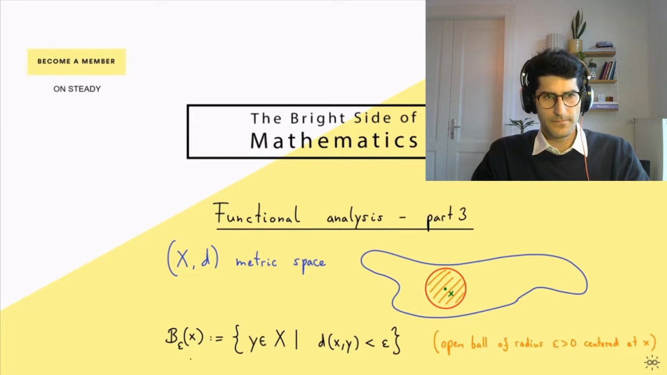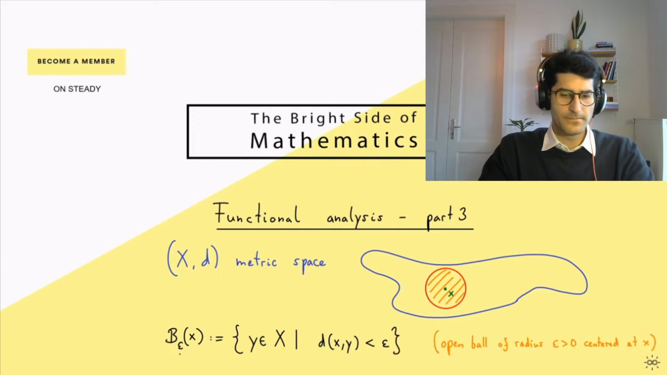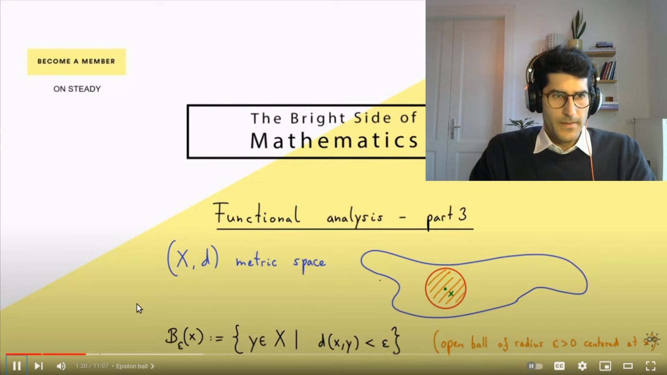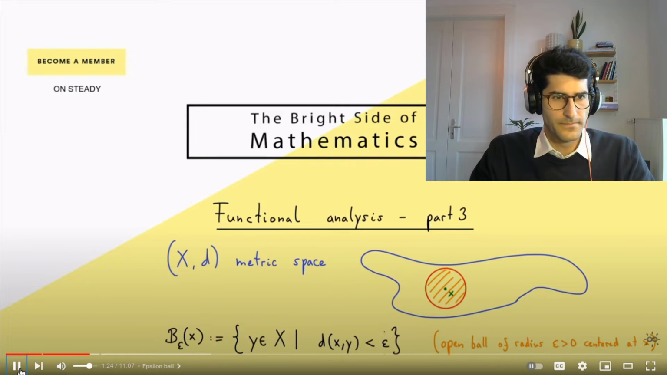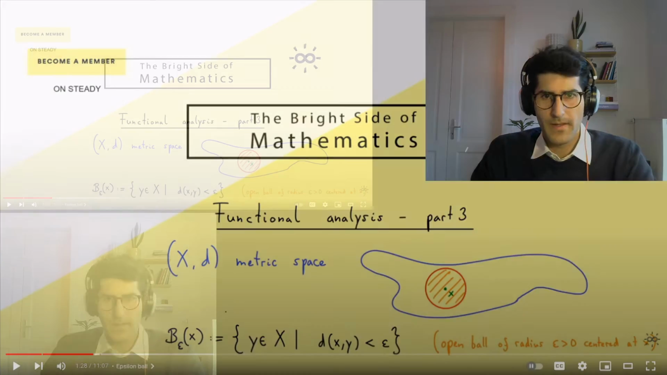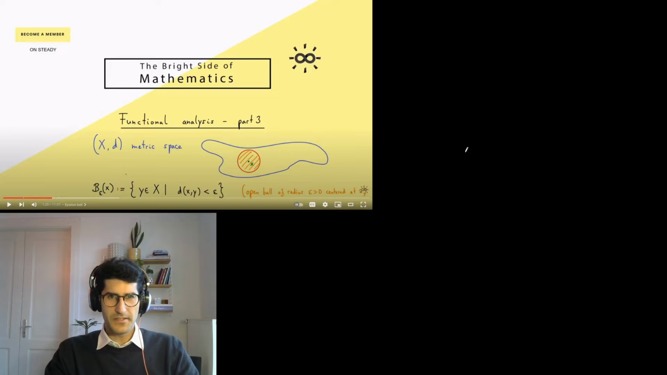Now please note that for a given positive radius epsilon and a fixed point x from the metric space, this epsilon ball is never empty, because at least the point x lies in this set. I would say this is a good way to warm up a little bit.